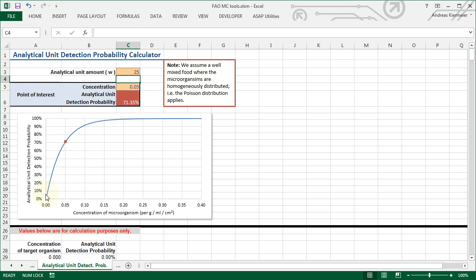It is worthwhile to point out that the largest effect is seen in these low areas of concentration. When the concentration is relatively high, a change from 5 to 25 is relatively small at these high concentrations, but rather large at these very low concentrations.